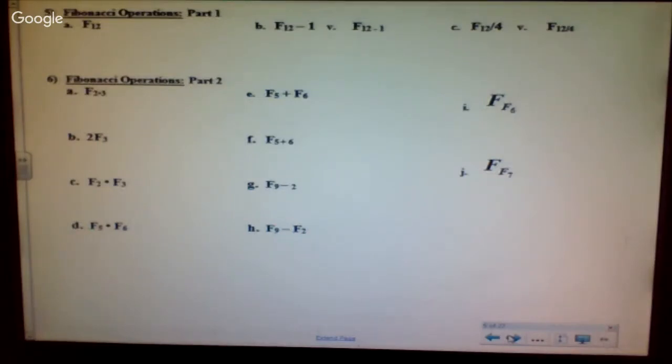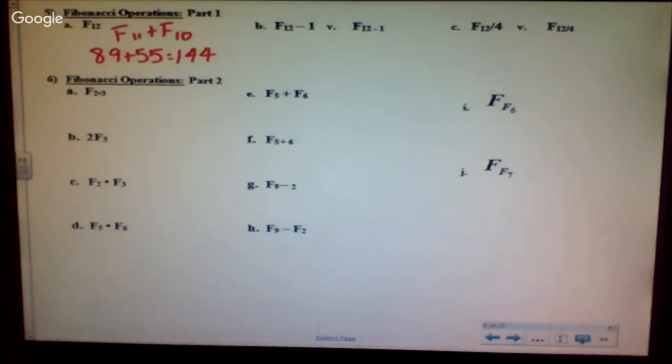So, if I wanted to find f sub 12, what do I need to add together? F sub 11 and F sub 10. Okay, so when you do that, it's what, 89 and 55? Mm-hmm. Okay, that gives me 144.